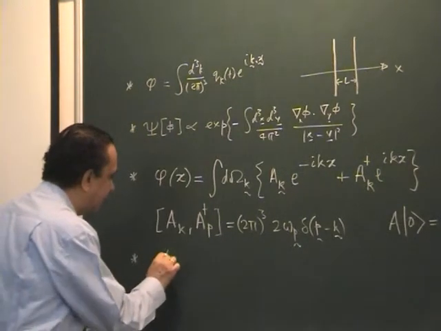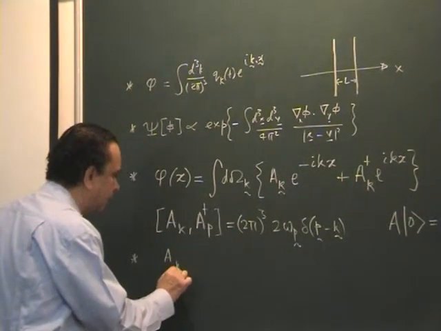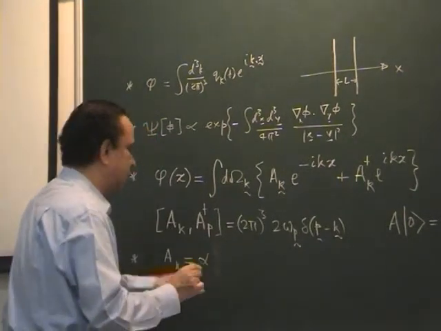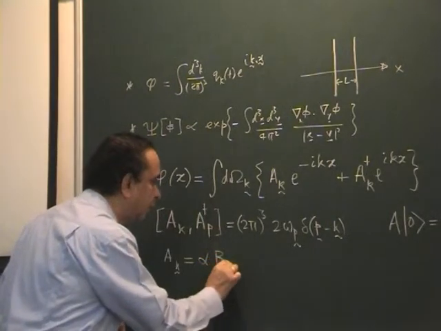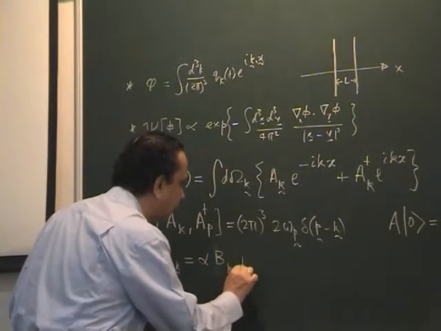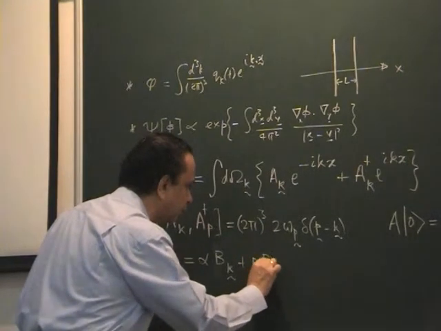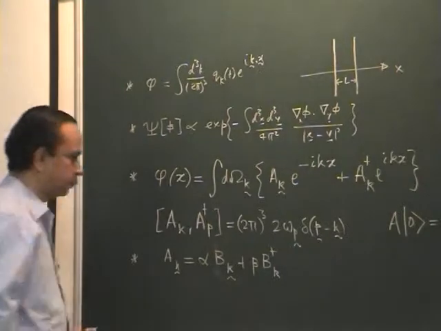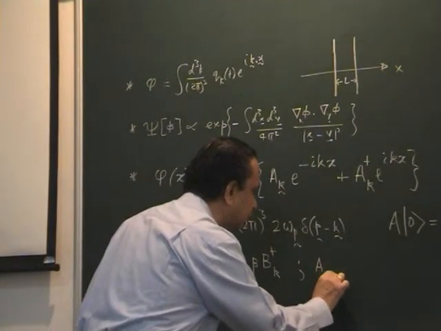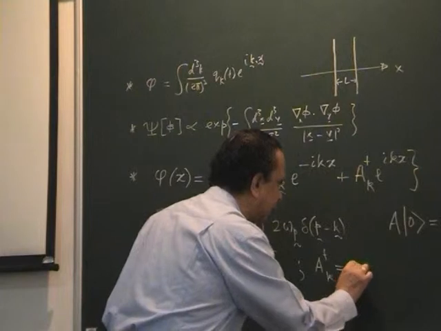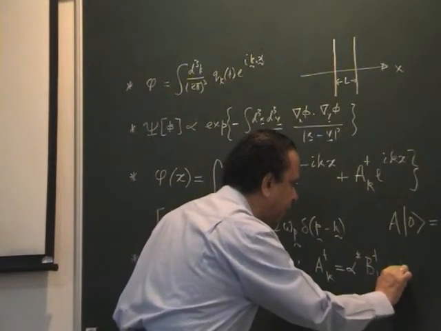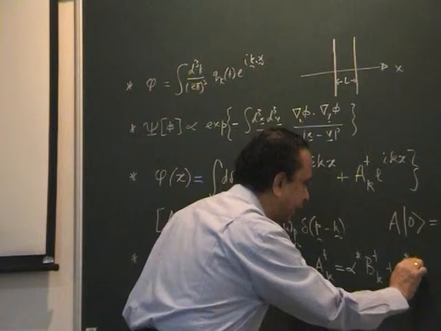Suppose I say that this A_k, this is the simplest example you can think of, is some alpha times some other variable, I will call it B_k. These are not the B_k's we introduced in the complex scalar field. I'm still talking about the real scalar field. Plus some beta B_k dagger. And the corresponding expression for A_k dagger is alpha star B_k dagger plus beta star B_k.